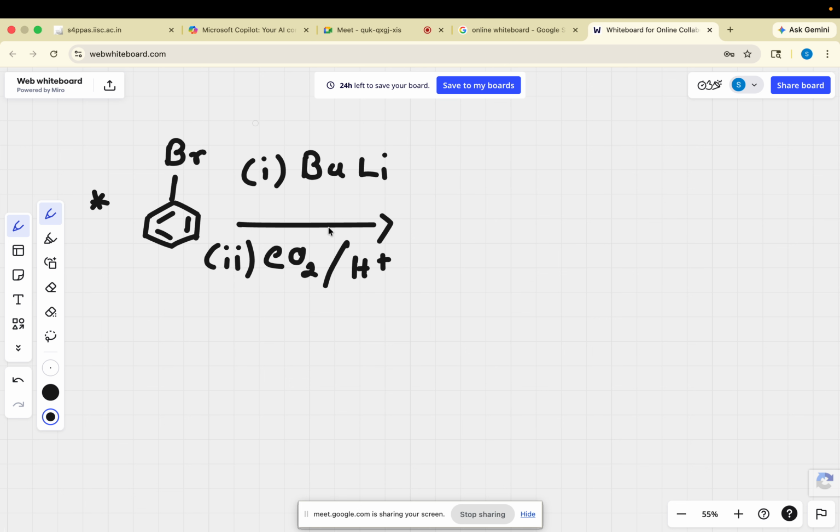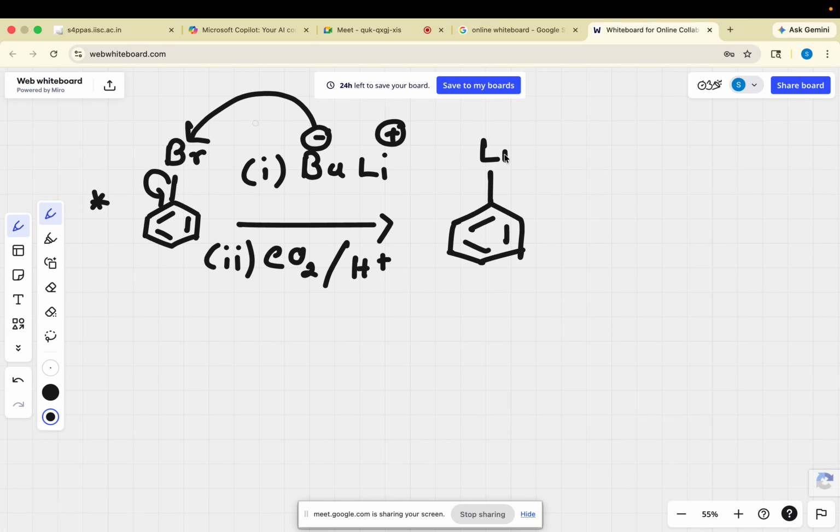So what will happen? The starting material here we have is bromobenzene, and now we are treating with butyl lithium, right? Metal halogen exchange. Basically butyl minus, lithium plus. Now butyl minus will abstract the bromine, and you will get this phenyl lithium.